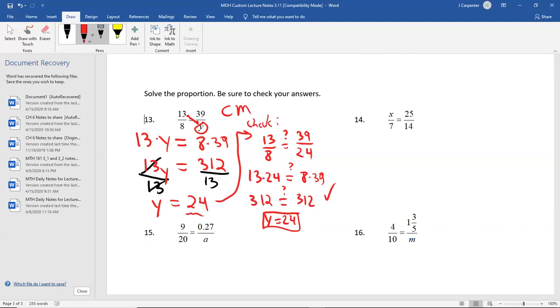All right, 14. x over 7 equals 25 over 14. And the beautiful thing about these proportions is it doesn't matter where the variable is. This one was in the bottom right, this one's in the top left, the next one's bottom right, the next one's bottom right. They could have been bottom left, top right, it doesn't matter. As long as only one of these is a variable.